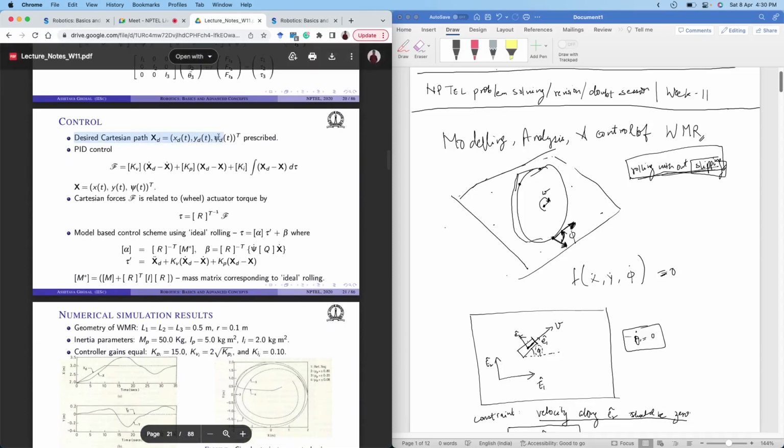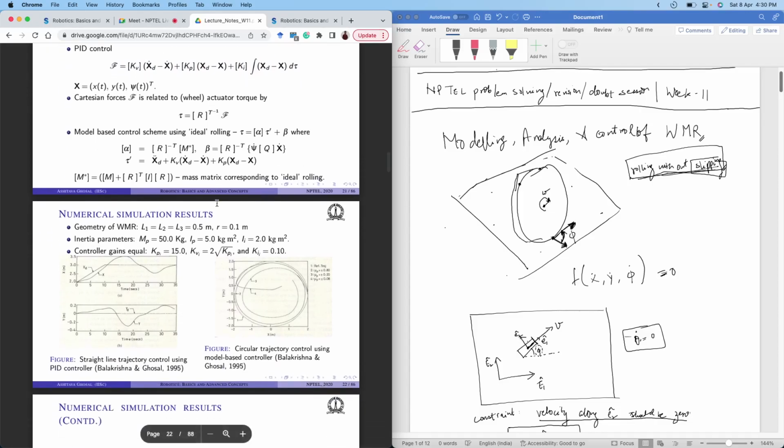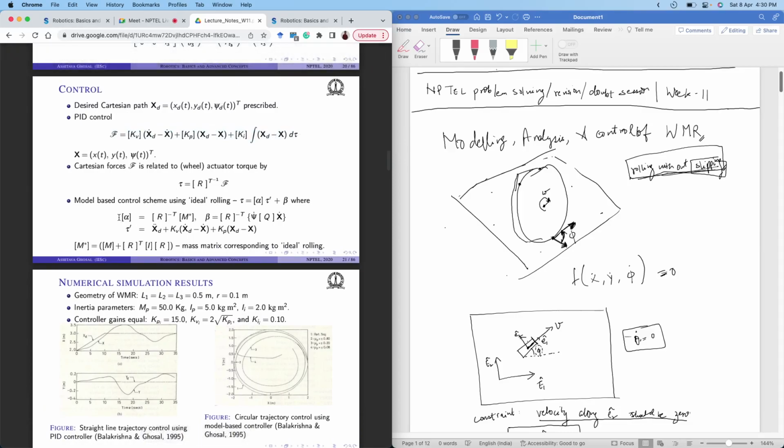Then there was a discussion about the control, right? There was application of PID control here, and once you have decided to apply PID control, then you can always directly use your control partitioning and all. Yeah, so this is your control partitioning that was discussed in the previous week.